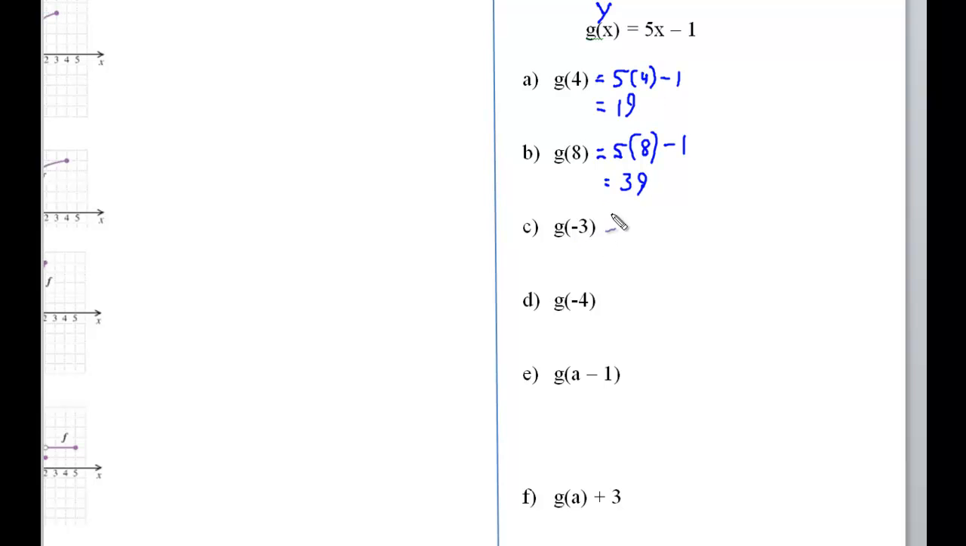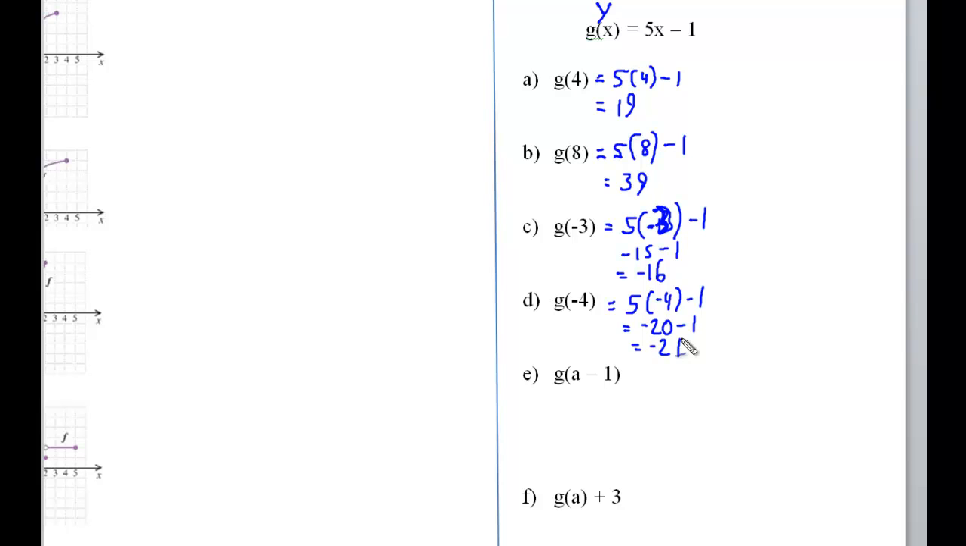Negative 3, plugging that in for x, so this is equal to 5 times negative 3 minus 1. This is negative 15 minus 1, and so the answer is negative 16. See how this works? Just pretty simple. 5 times negative 4 minus 1. This is negative 20 minus 1, which is negative 21.